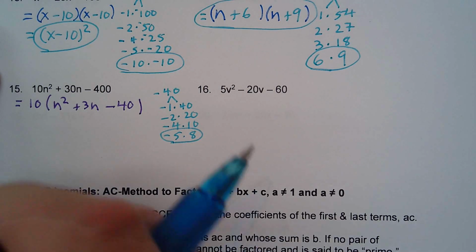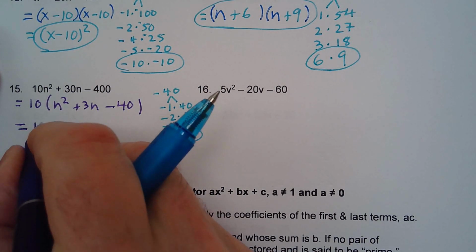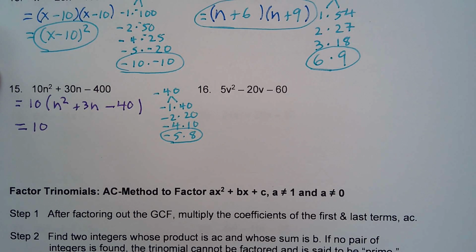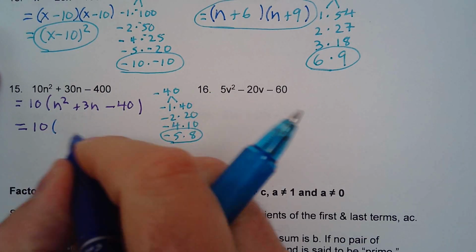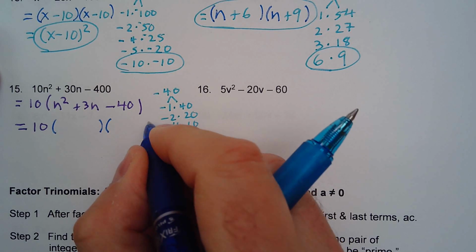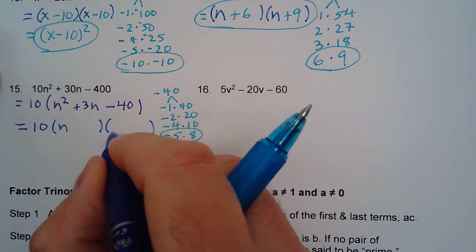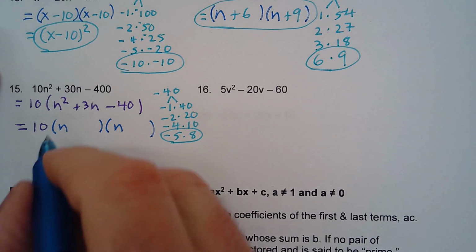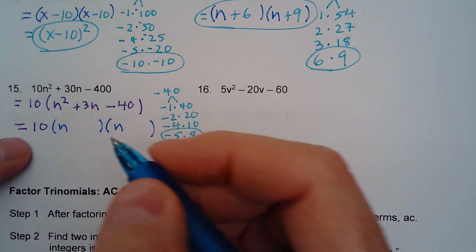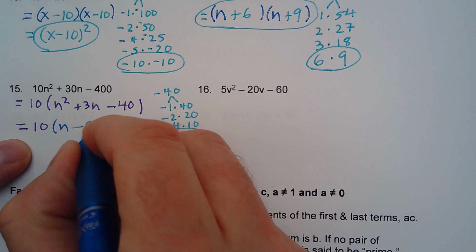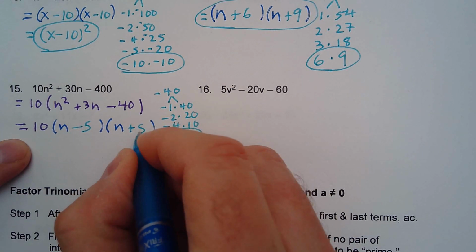Be sure when you write this out that you bring the 10 down. You cannot forget about the 10. Otherwise, Alex will stick out its tongue at you and say it's wrong. So then it'd be 10 times n minus 5 times n plus 8.